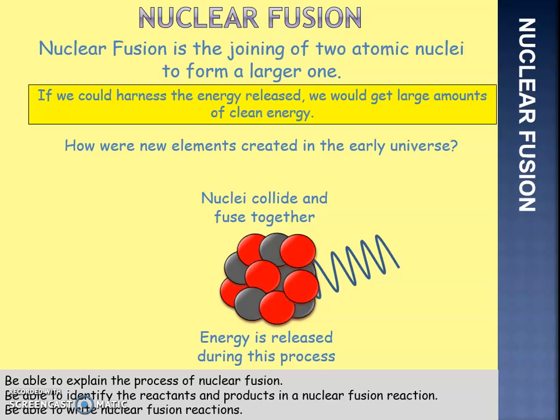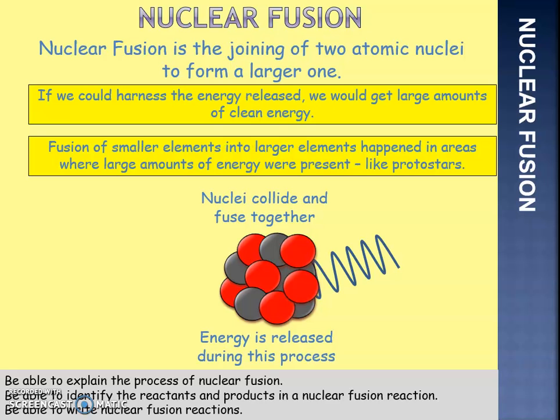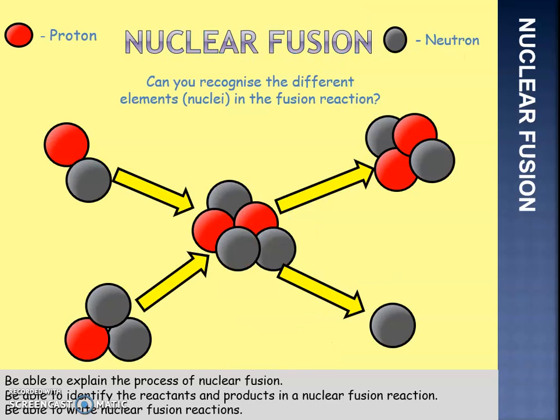So how were new elements created in the early universe? Pause the video whilst you answer that. So fusion of smaller elements into larger elements happened in areas where large amounts of energy were present to push them together in the first place. Areas like protostars. So we've got smaller nuclei fusing together to form larger nuclei. In order for fusion to take place, we need a lot of energy to kick it off. So we need energy to start that process together, and places like protostars give us that energy.